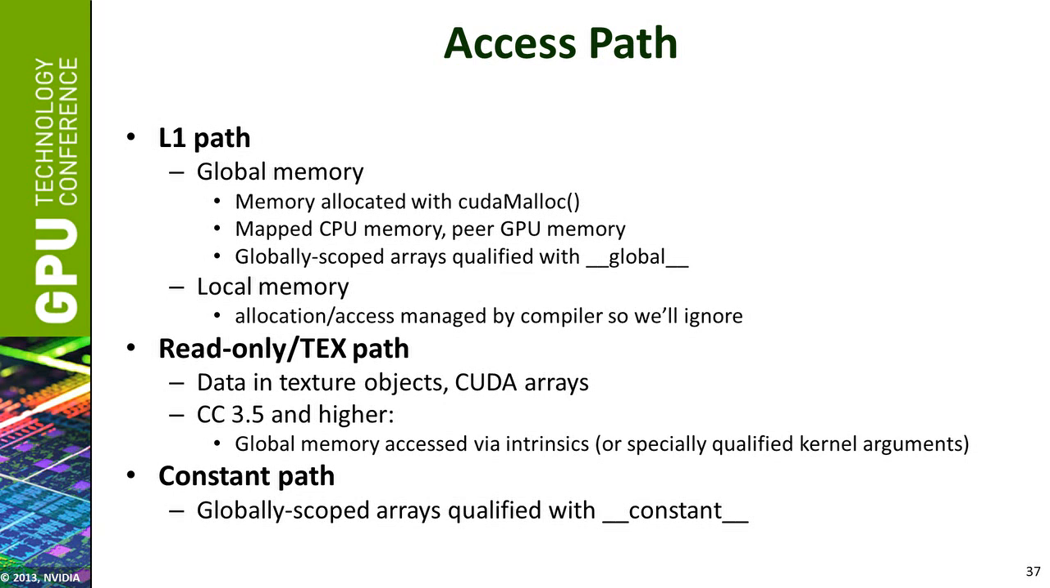And the constant path is really the most restrictive of them all. It's very small. It's really intended for values that are accessed by all the threads that you run. And we'll see an example of that.